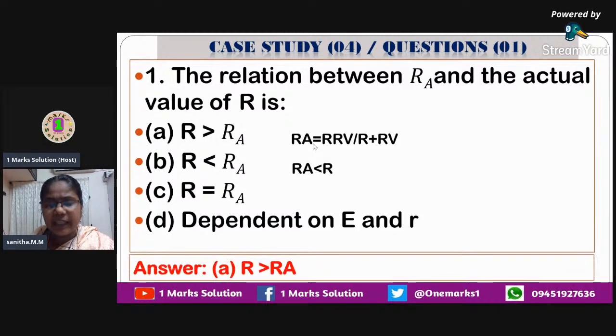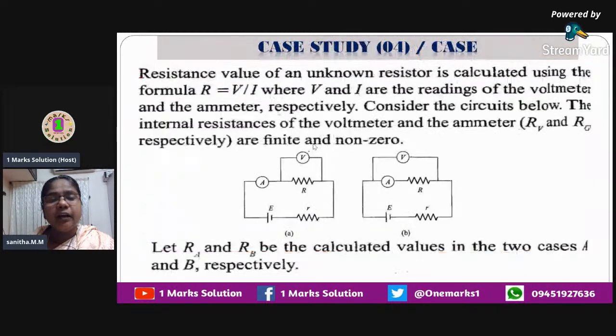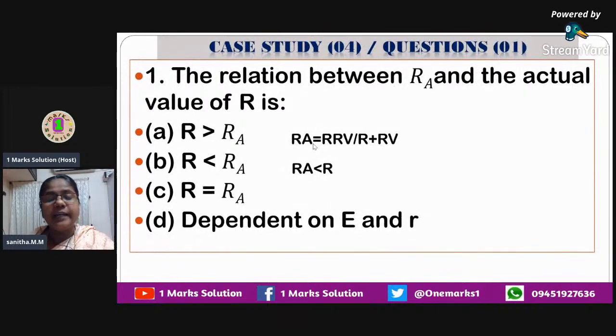That means you can see the figure again. Here it is parallel. So that is why here we have written 1 by R plus 1 by RV, and we have to take the reciprocal. So here I have written RA is equal to R into RV divided by R plus RV. And in the parallel combination, always the resistance will be less and in series the resistance will be more. So here we will read the options, and you'll get the answer from that.